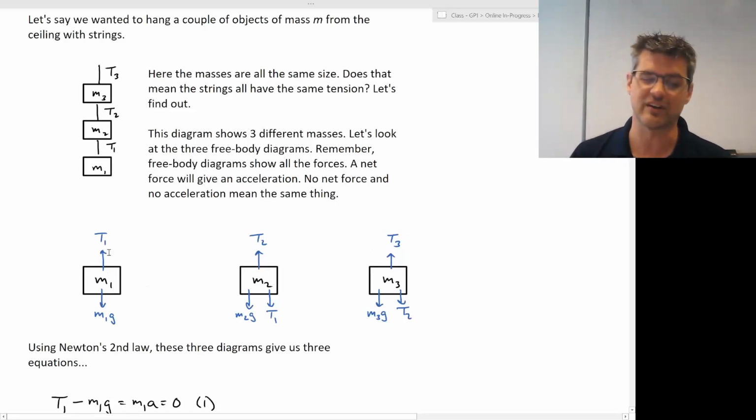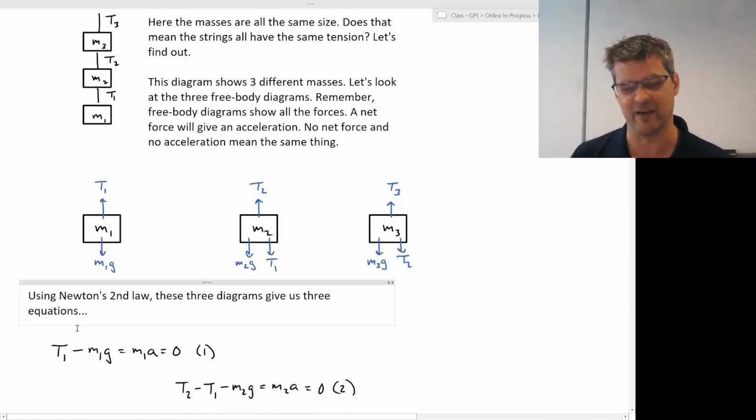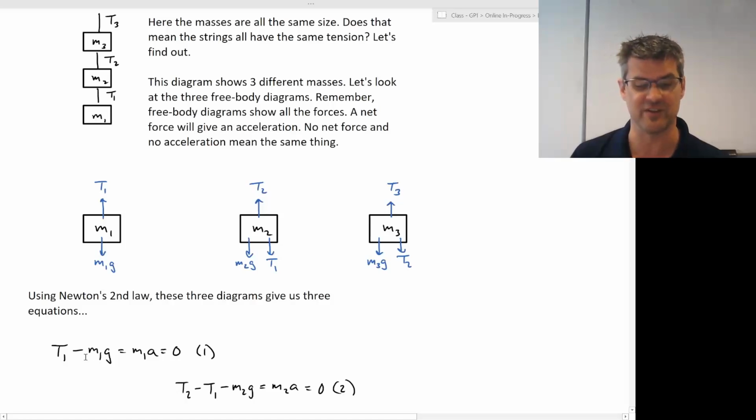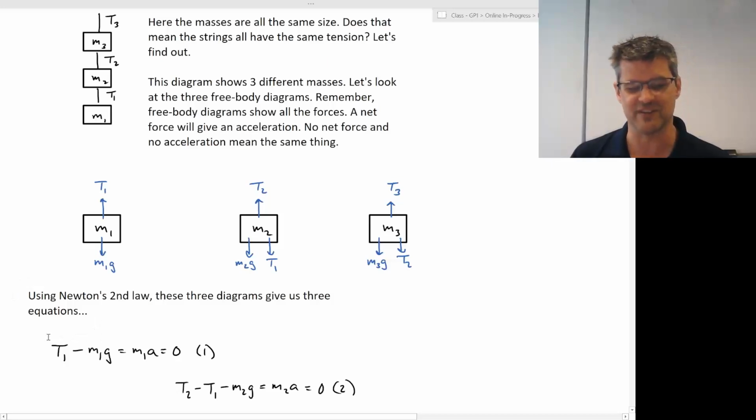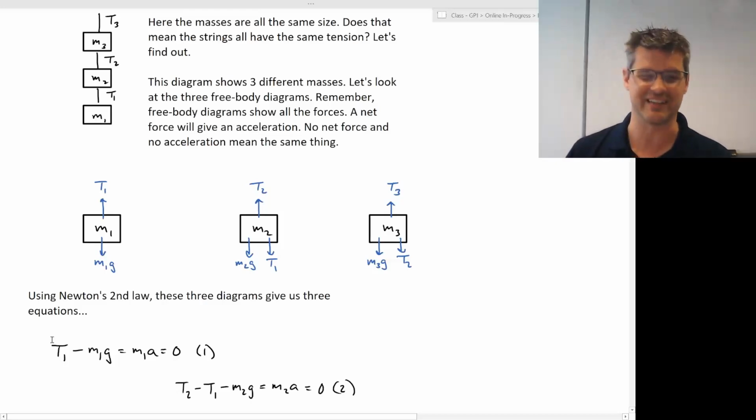So let's look at M1 first. I see that there is a force up, T1. I see that there is a force down, M1G. Because these are two different directions, they have to have opposite signs. Now, once I know all of the forces, those are the things that go on the left of Newton's second law. Net force is equal to, now we need to figure out what goes on the right side, MA.